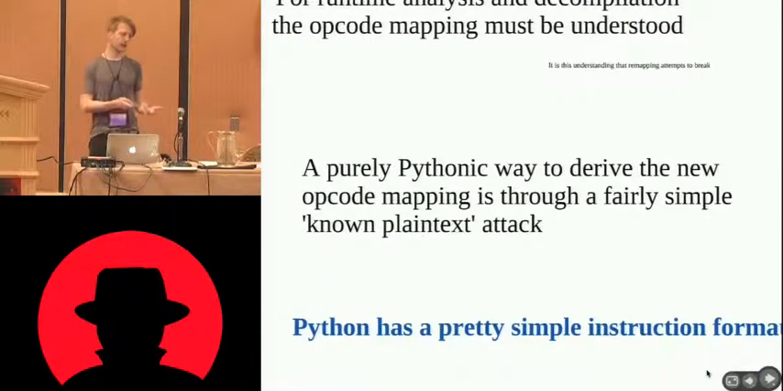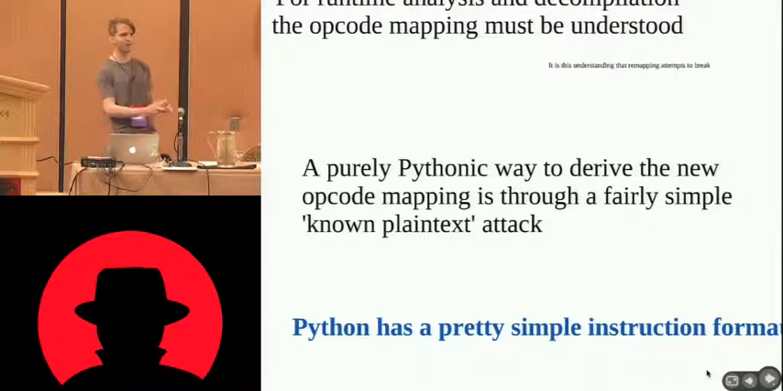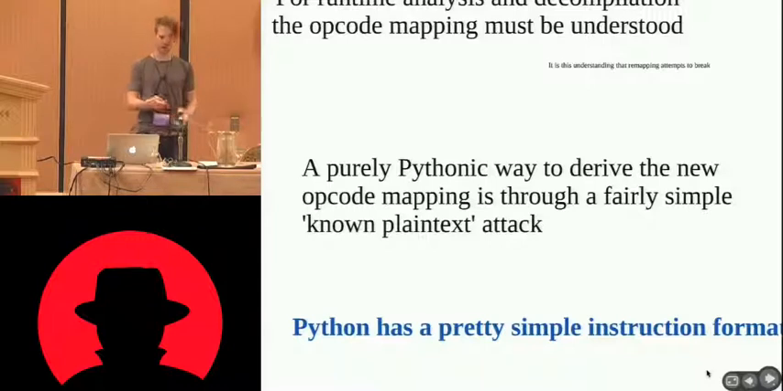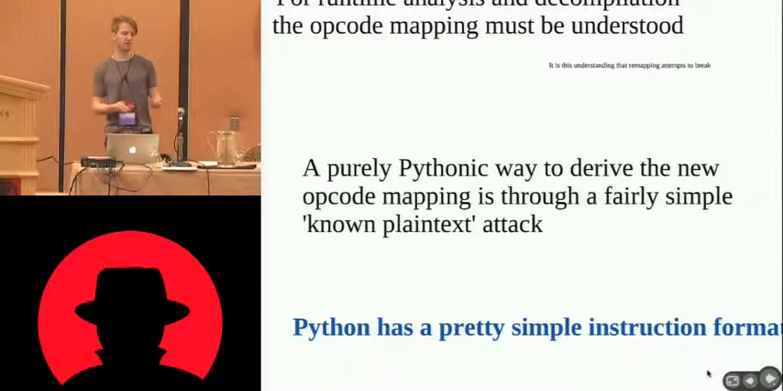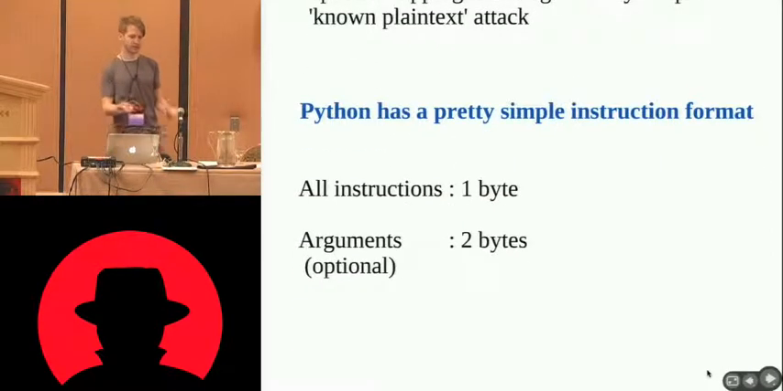So the simple solution to working this out: obviously we don't have access to the opcodes.h that they remapped, and everybody takes away the opcodes.py, so we can't just import and look at their table. The easier way around this is essentially a known plaintext attack against the object. As we've already said, the Python instructions are pretty simple: it's 1 byte and maybe then another 2, depending.